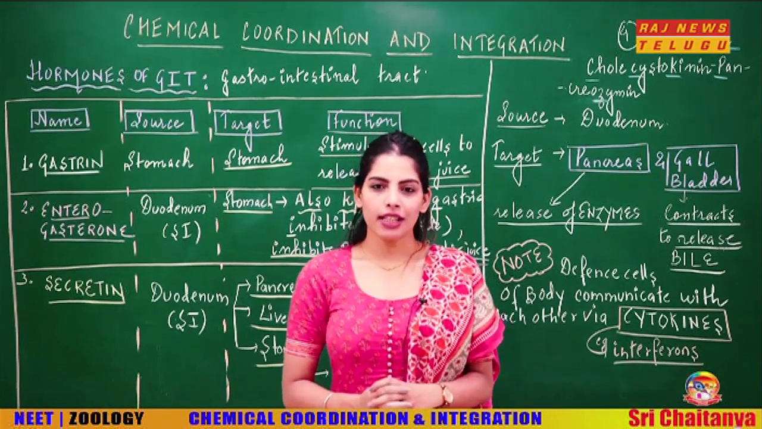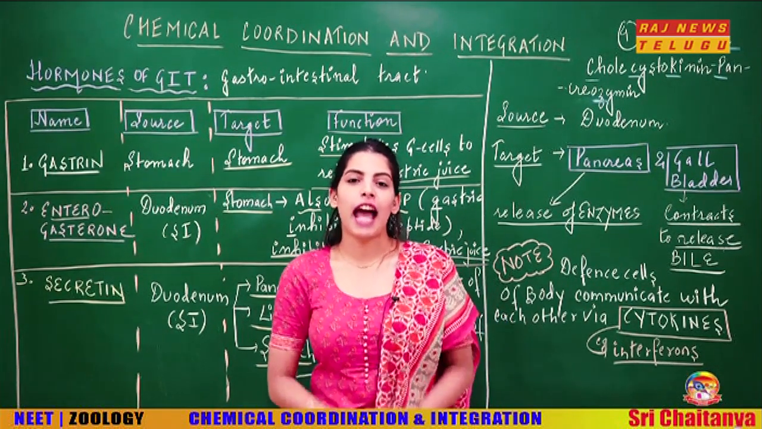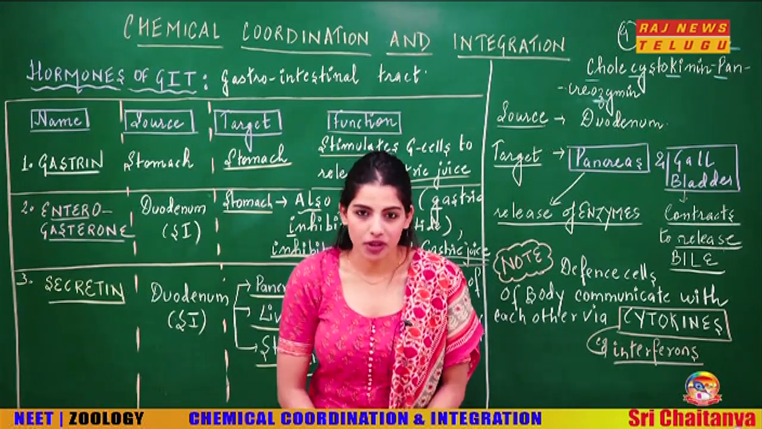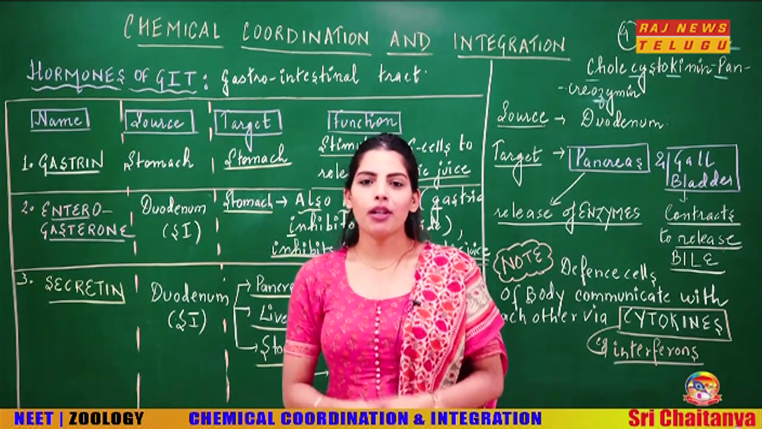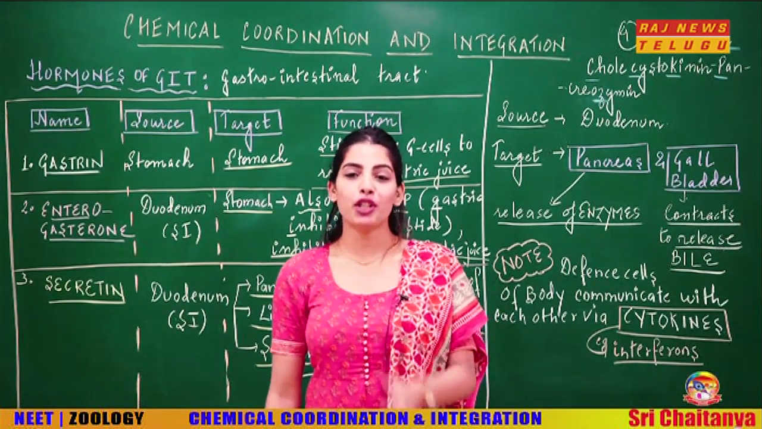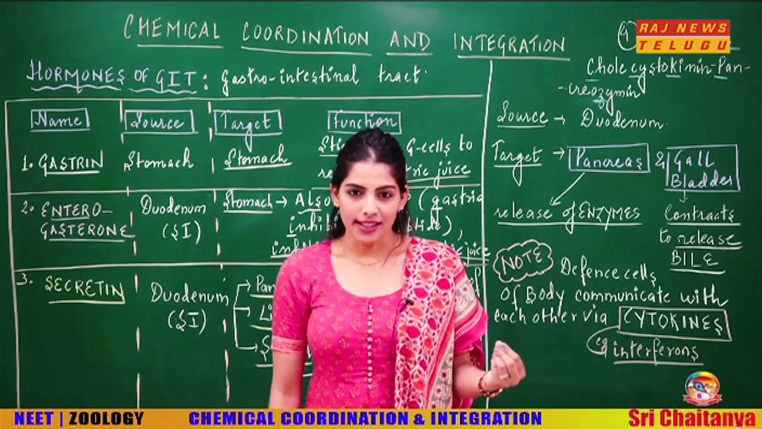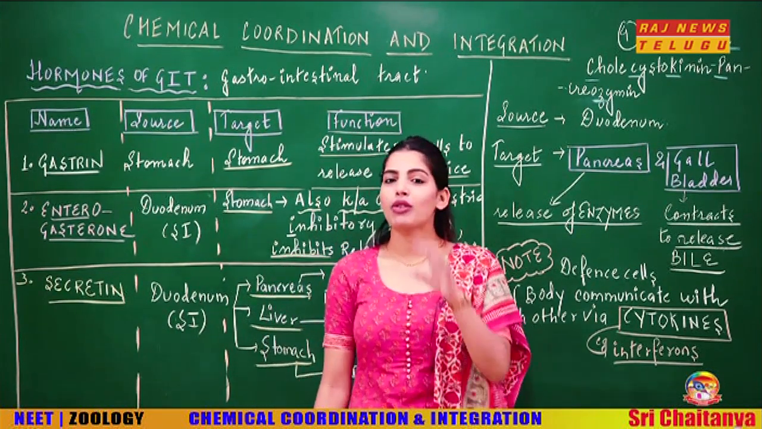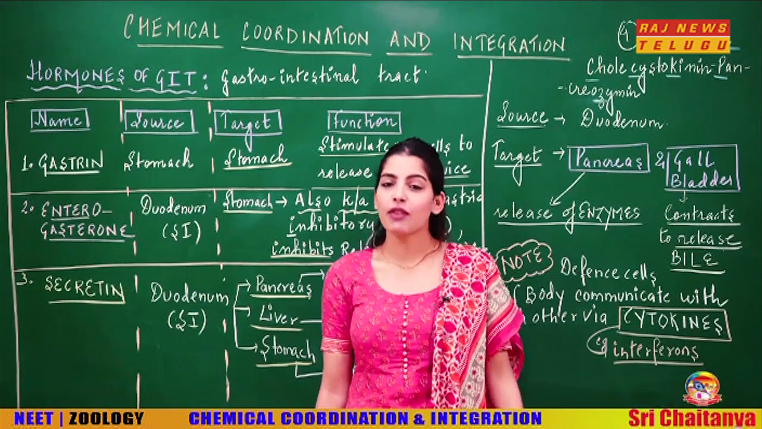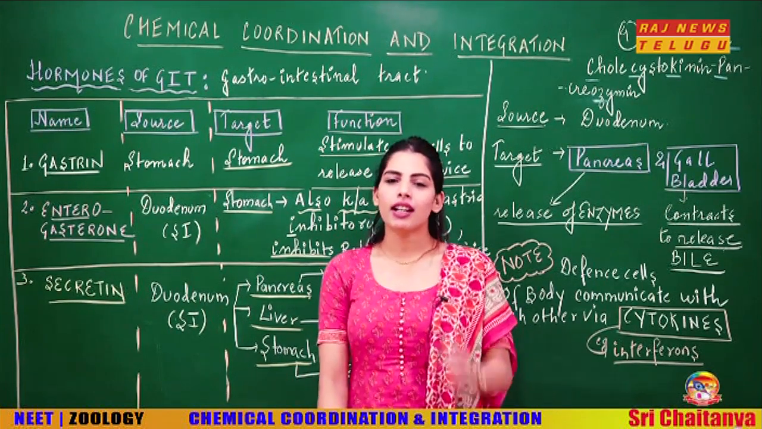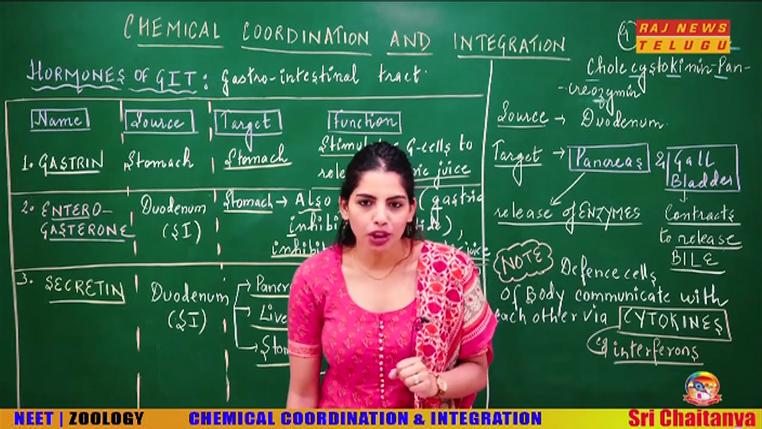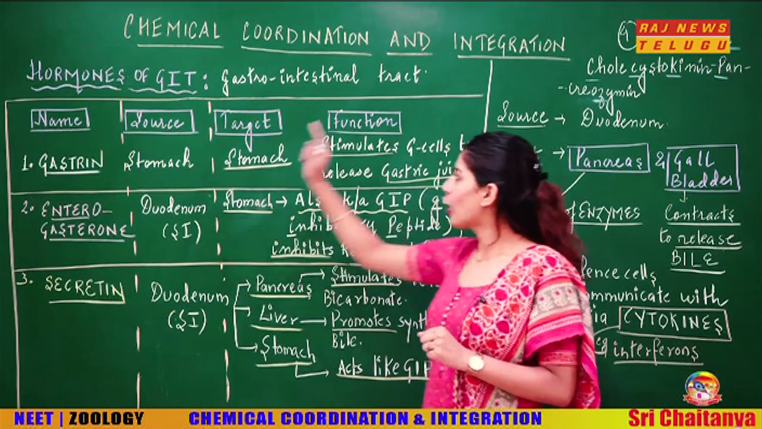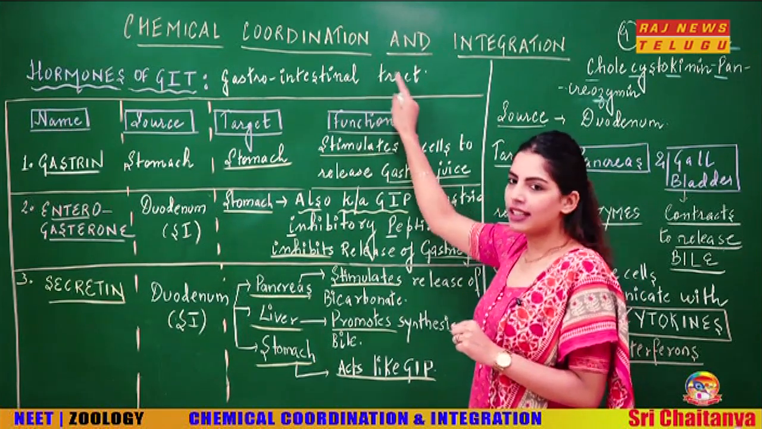Students, we were already discussing the chapter Chemical Coordination and Integration, and today we are at the end of this chapter. In the previous class, if you remember, we were discussing the hormones produced by some other organs. We have already discussed all the endocrine glands, but we were still discussing hormones like those produced from the kidneys. Today we are going to discuss the remaining part of that portion, and we are going to start with the hormones of GIT, the hormones of the gastrointestinal tract.